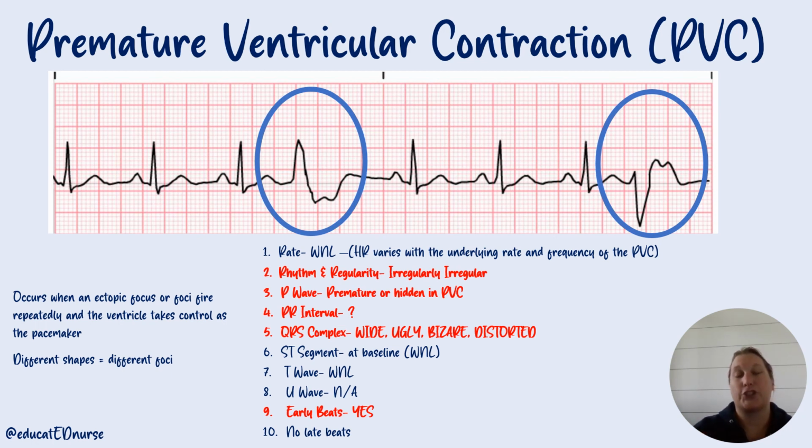The ST segment should be at baseline. There are T waves, there are no U waves, there are early beats, but there are not late beats. So the early beats, the patient will likely feel. And we're going to talk about that in just a second. But you can kind of see that the PVC meets a bunch of abnormal criteria. So it's definitely not normal.